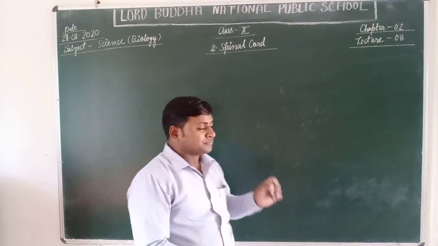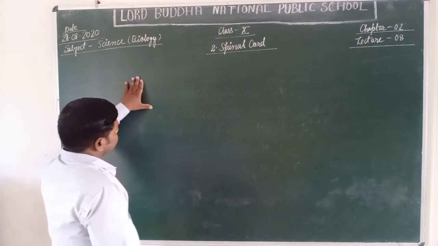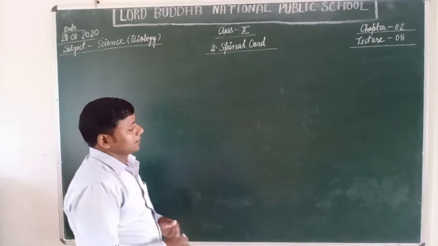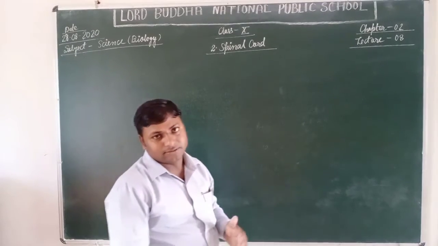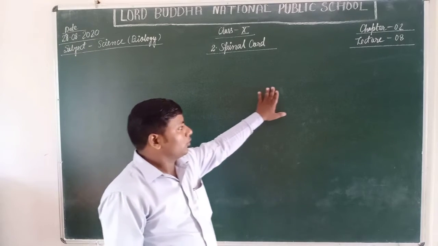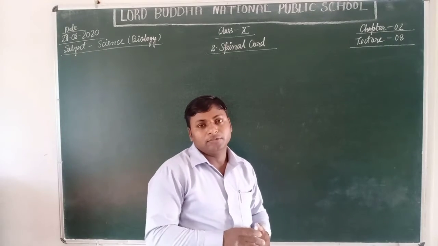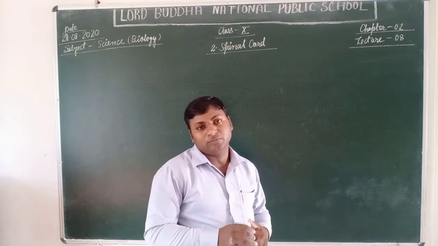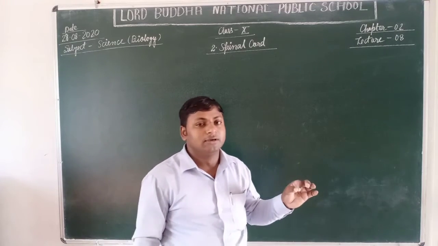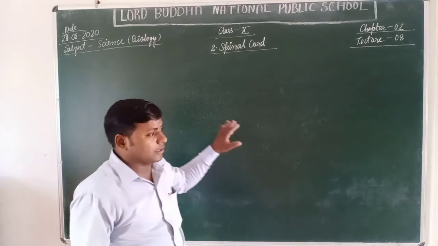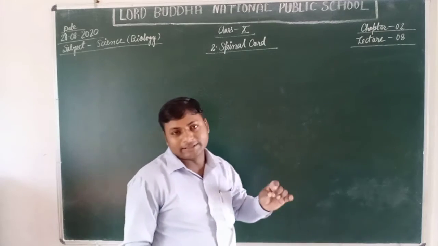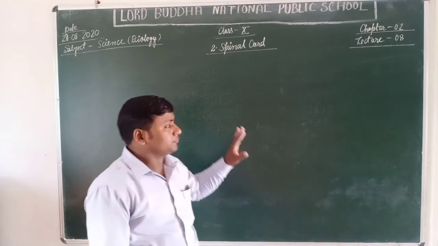Yes students, let's first of all start with what the spinal cord is and where it lies. Students, the spinal cord extends from the brain stem to the coccyx region of our vertebral column. Yes students, it extends from the brain to the coccyx region of our vertebral column.